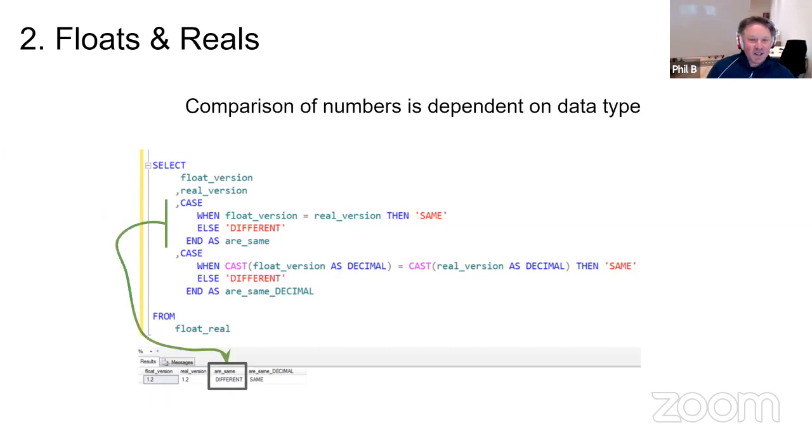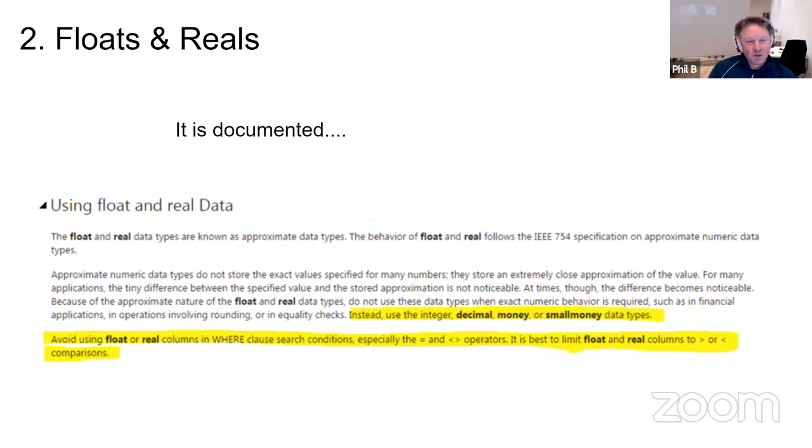This next statement says, if the float version equals the real version, then write 'same', or else write 'different'. When I run that, it's telling me 1.2 is different from 1.2, which is not what I expected. I would say they were the same. A modification of that is, if we turn the float version into a decimal and the real version into a decimal, they are now the same. Floats and reals are documented.